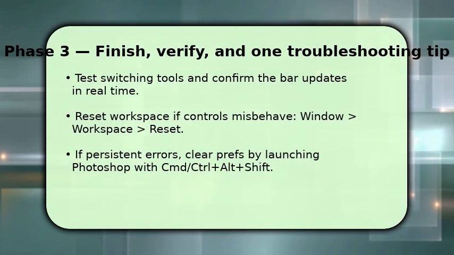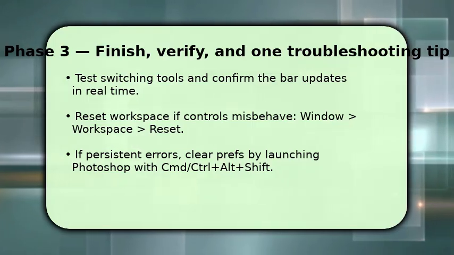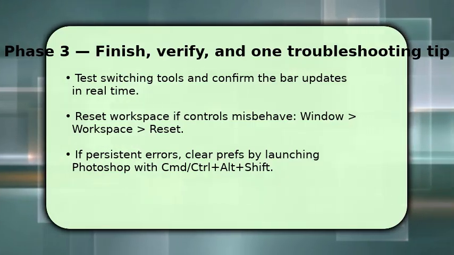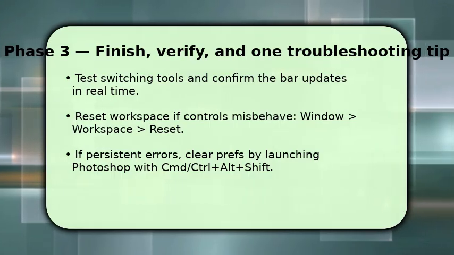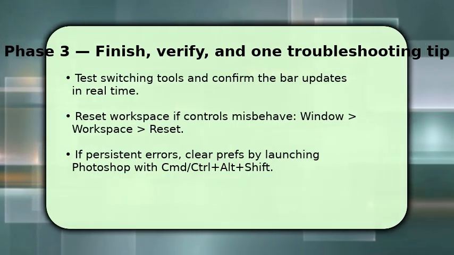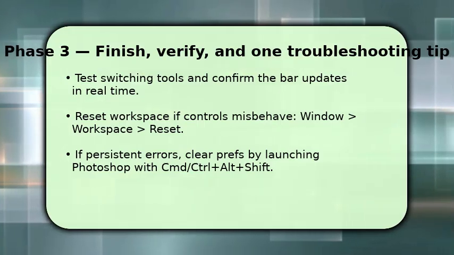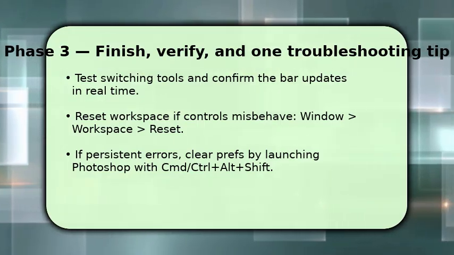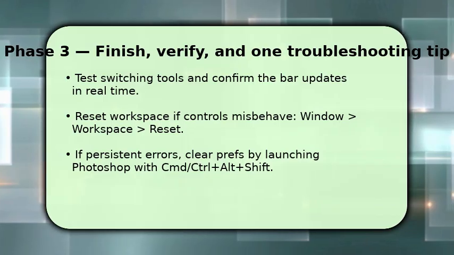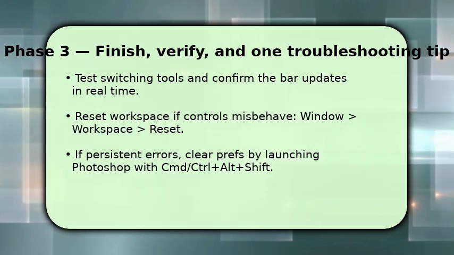Finish by validating and troubleshooting the contextual taskbar so you can work confidently. You should test switching between tools and confirm controls update in real time. That proves context sensitivity. If you see missing controls or odd positioning, reset the workspace via Window Workspace Reset because that often restores expected behavior.